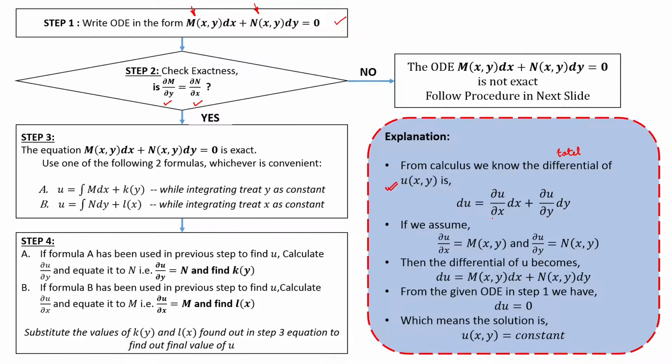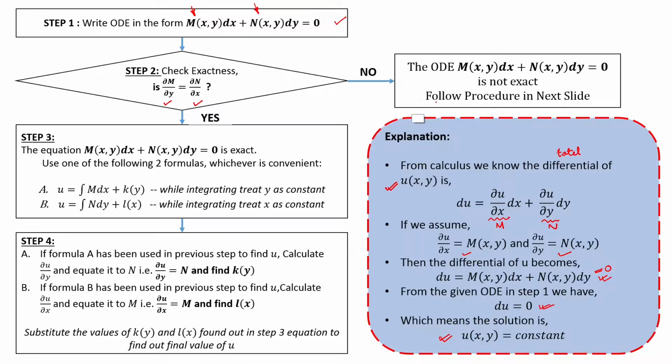Now, if we assume del u by del x equal to M and del u by del y equal to N, then the differential du can be written as du equal to M dx plus N dy. In the question we have been given that M dx plus N dy equal to 0, so du equal to 0, and if du equal to 0, then the solution is u equal to constant.